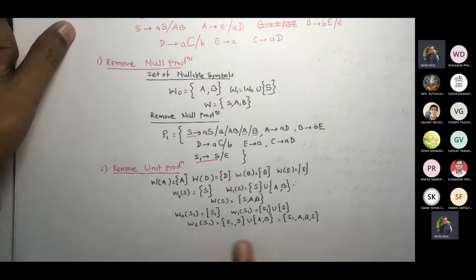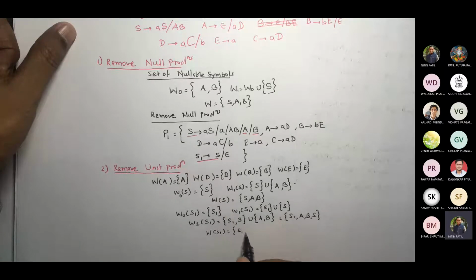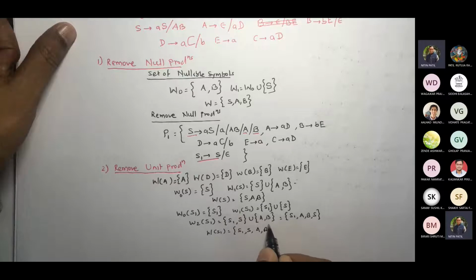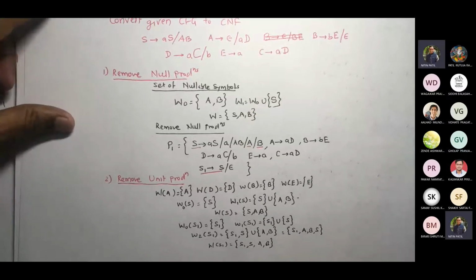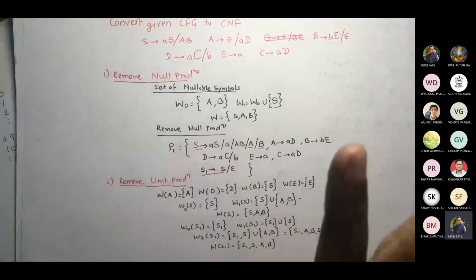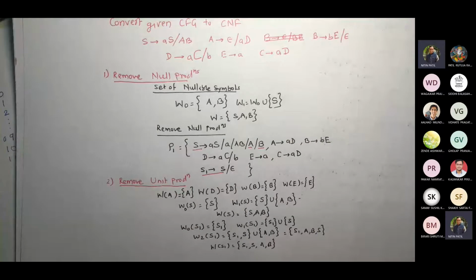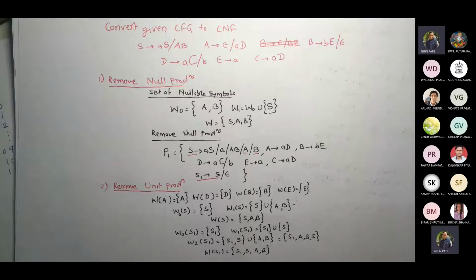Okay, चलो ठीक है. So we got all W's now. So this would be W of S1: S1, S, A, B. Now let me take a screenshot of this so that it will cover the screen. So we got W for each of the variables. Now the next step would be what? We have to remove those unit productions.